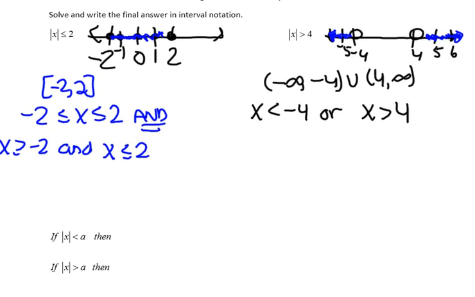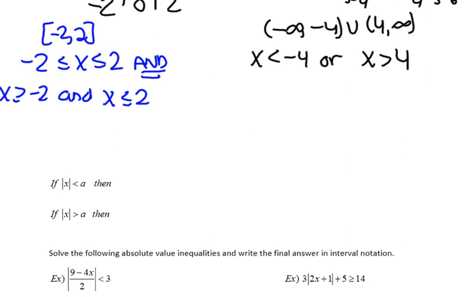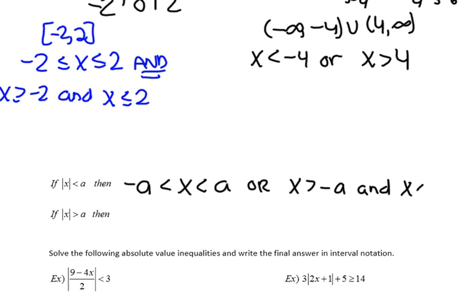So, in general, if the absolute value of x is less than a, then there are two ways to rewrite this. One is -a less than x, which is less than a, or I can rewrite it as x is greater than -a and x is less than a. If it's an or statement, then I could rewrite this as x is greater than a or x is less than -a.